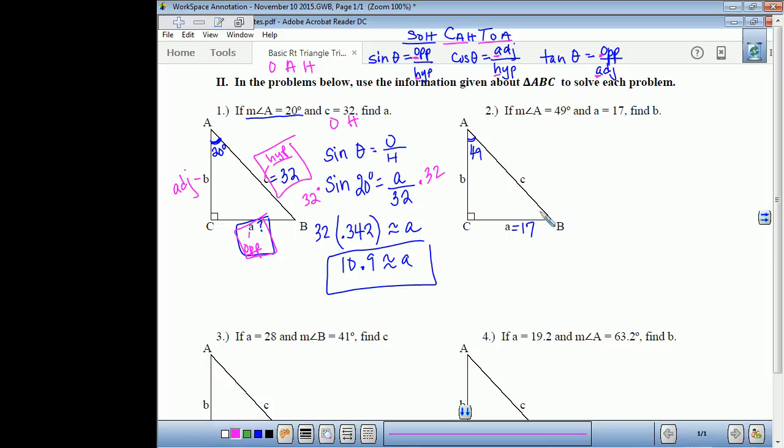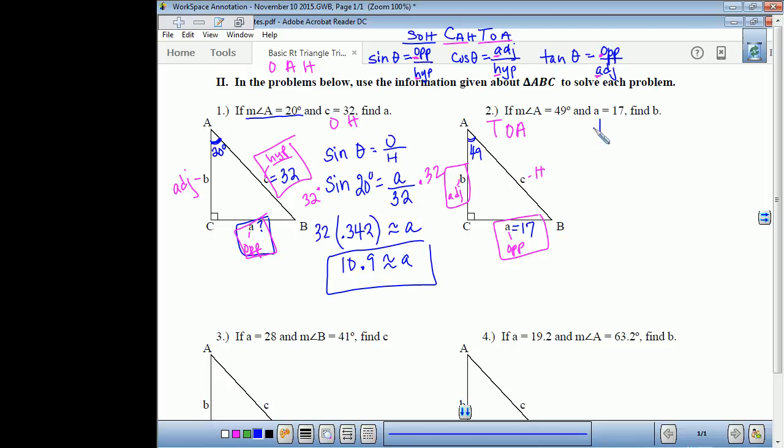So what we're given is side A. What they're asking for is side B. So with respect to this angle, 49 degrees, A is the opposite. B is the adjacent. C, which we don't need, is the hypotenuse. So they gave us the opposite. They're asking for adjacent. Opposite and adjacent. Which one of these trig functions is opposite and adjacent? That's TOA. Tangent is opposite and adjacent.